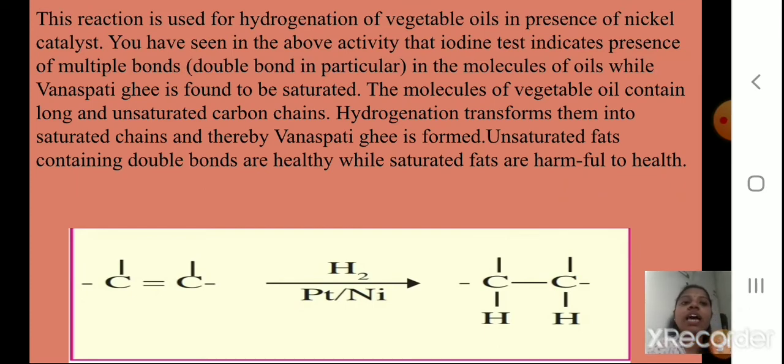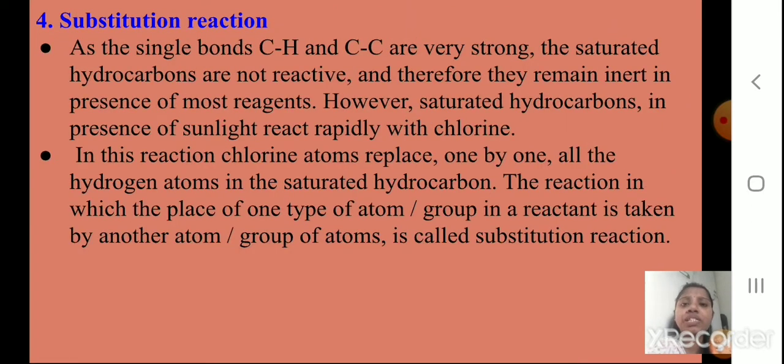Okay students, I hope this part is clear to you. Should we proceed? The fourth point is the substitution reaction. As the single bonds C-H and C-C are very strong, saturated hydrocarbons are not reactive and therefore remain inert in the presence of most reagents, meaning chemicals.